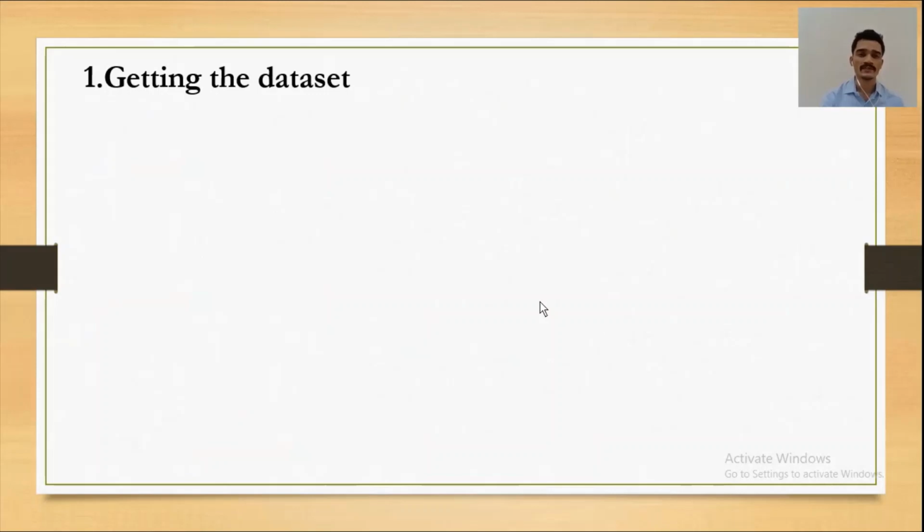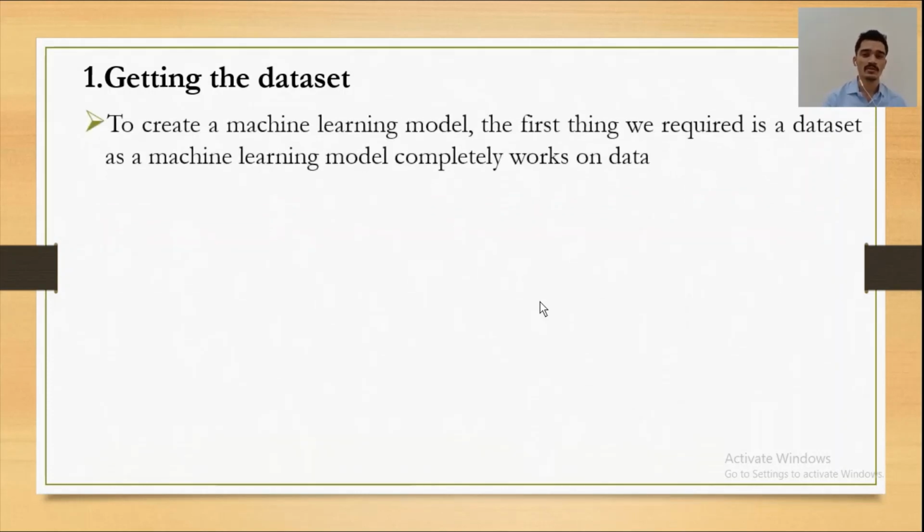So what is a dataset? The basic definition of a dataset is nothing but a collection of different types of data which may be in different formats. To create a machine learning model, the first thing we require is a dataset, as a machine learning model completely works on data. So data is very important before creating the machine learning model.